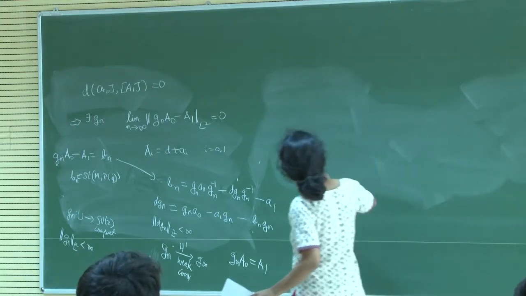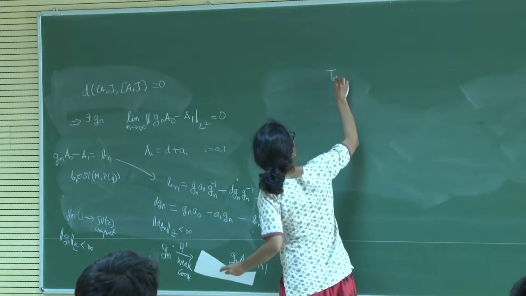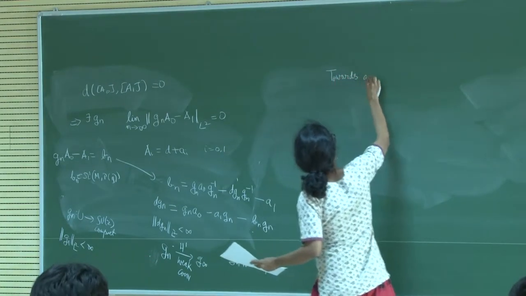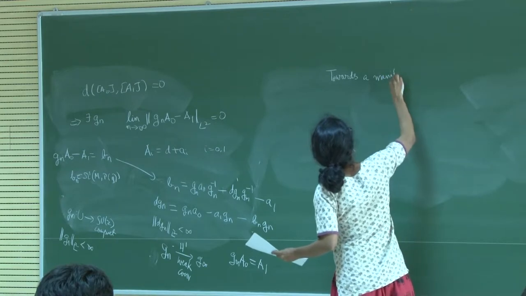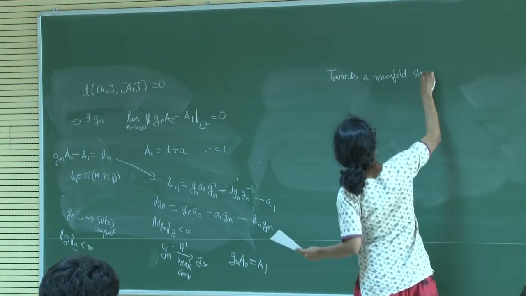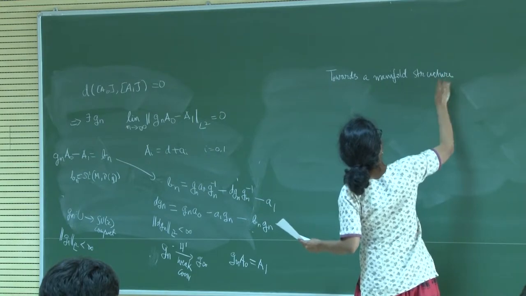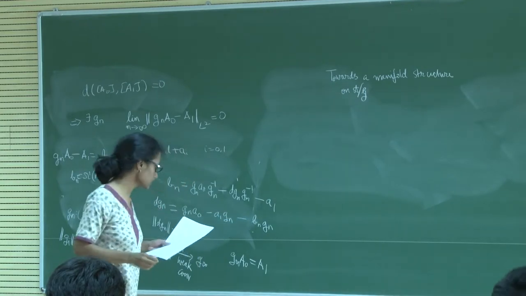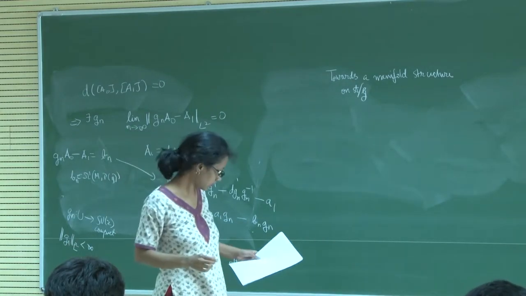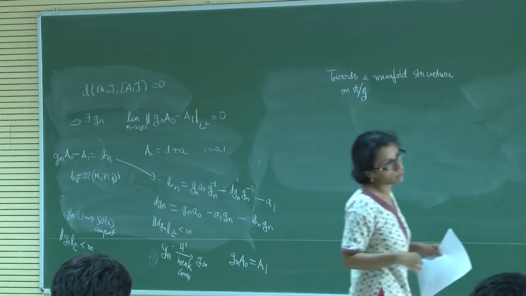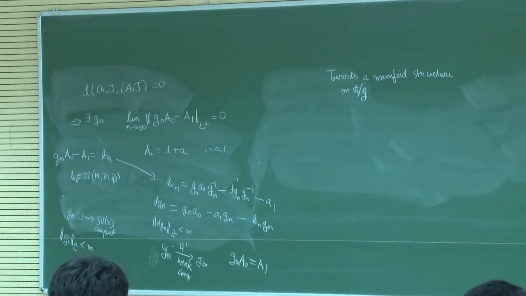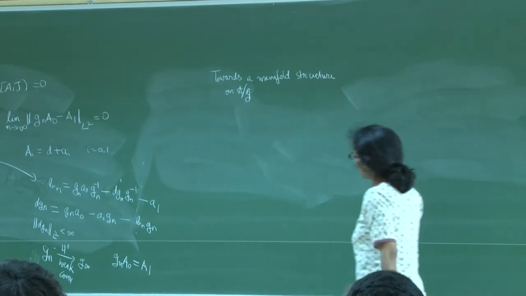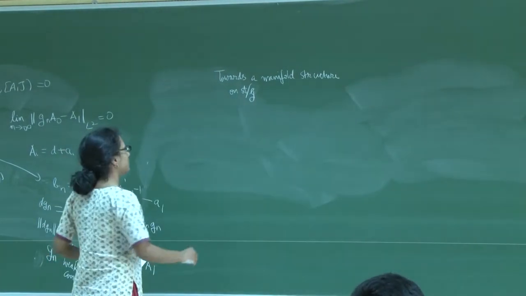A metric. Now let's see what is needed to have a manifold structure. So, in a finite dimensional setting, if you have a quotient, how do you construct a manifold structure on the quotient? You have to find a slice. Yeah. So you try and find a slice. So we'll do the same thing here.